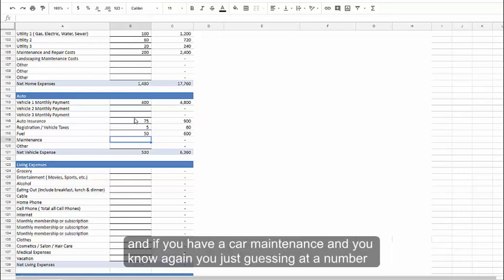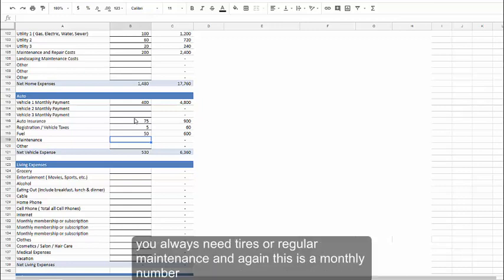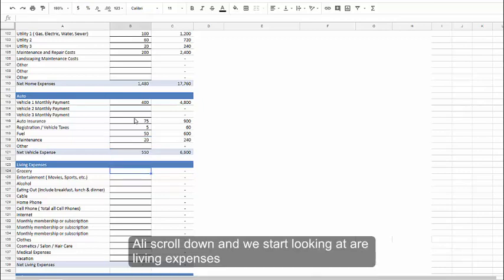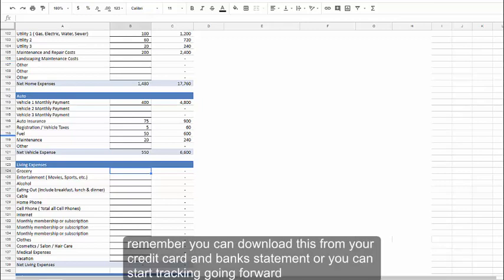And if you have car maintenance and, again, you're just guessing at a number. You always need tires or something else. And again, this is a monthly number. Now we scroll down and we start looking at our living expenses. Remember, you can download this from your credit card and bank statements, or you can start tracking going forward.